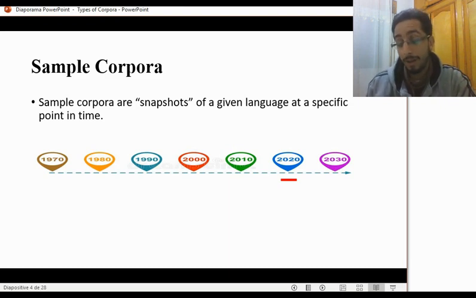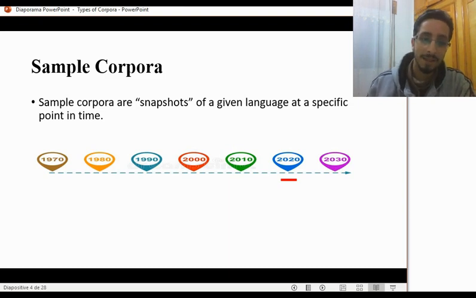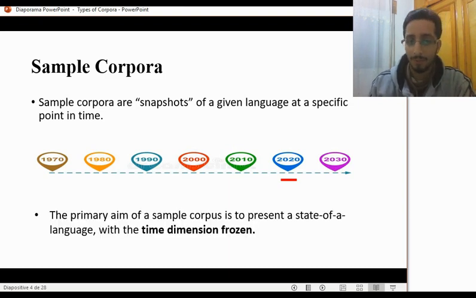Now, I don't know how the linguistic situation will be in the year 2030. Perhaps those of you who have a time machine can go there and create a sample corpus and go back and inform us. No? That is not what time machines are for? Okay, moving on. So the primary aim of a sample corpus is to present a state of a language with the time dimension frozen. So this is the key term here.